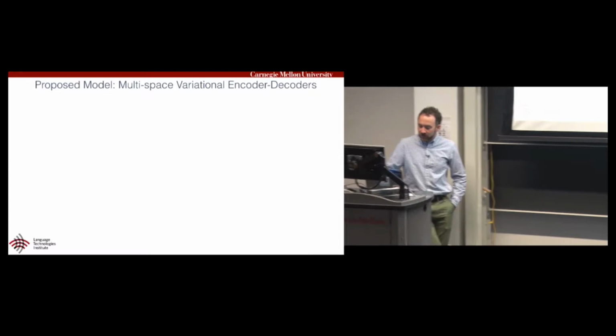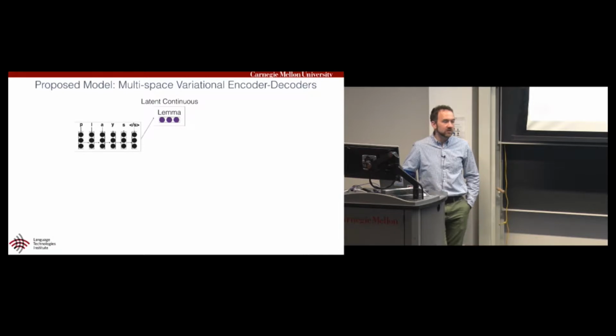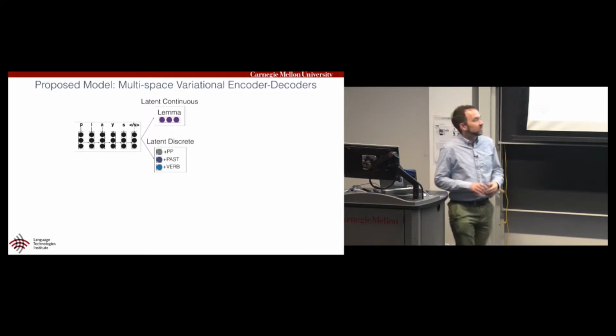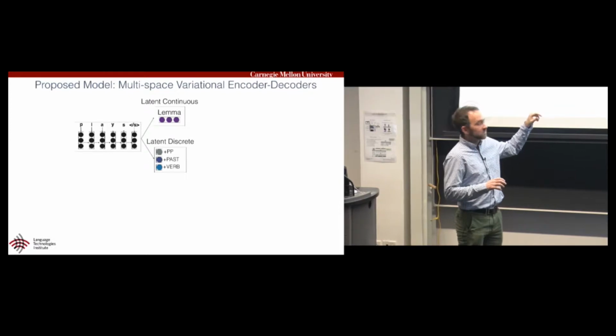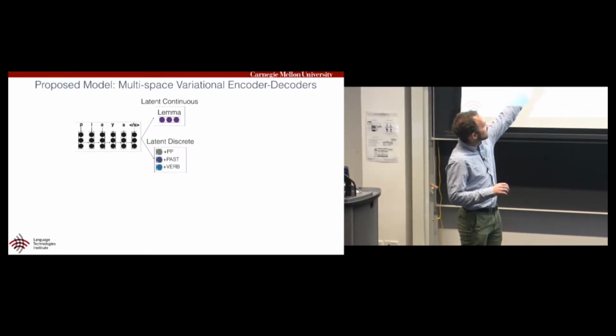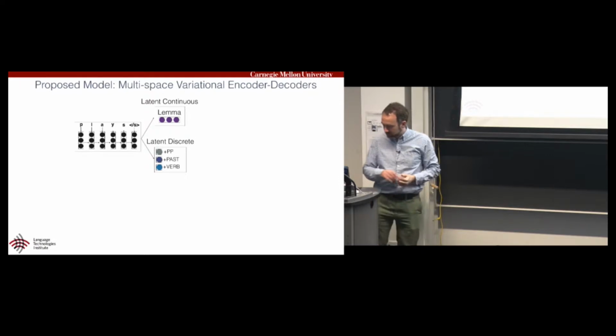So the proposed model that we came up with is something called multi-space variational encoder decoders. The idea is we have a word, and we have a latent continuous variable. This is supposed to model the open class meaning or spelling or pronunciation of the word. And then we also have a number of latent discrete variables, and these latent discrete variables essentially model the closed class features of the word. So, for example, this is a past tense word. It's a verb. It has a certain person, et cetera.